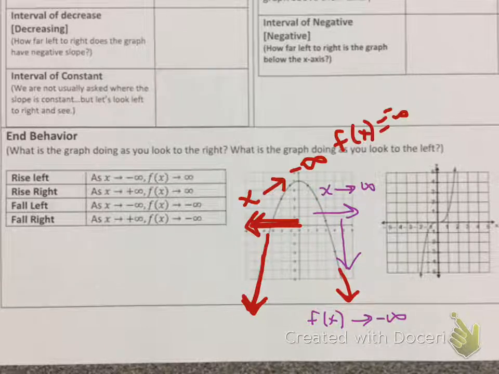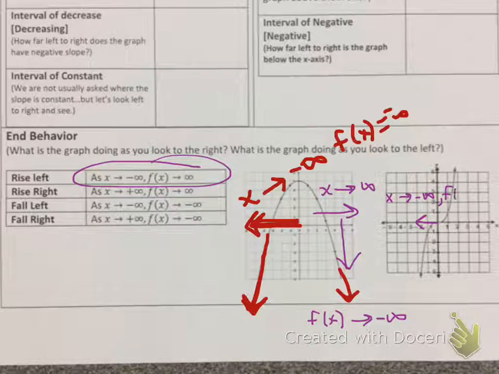So when we're looking at that, that's what it says over here in the same table, it just tells us what we're looking at here. So let's look at this one right here, this graph. So if I look this way, which is when my x values are going towards negative infinity, I need to know what my y values or my f of x values are doing. Where are they going? Well, they're going down, so they're going towards negative infinity.